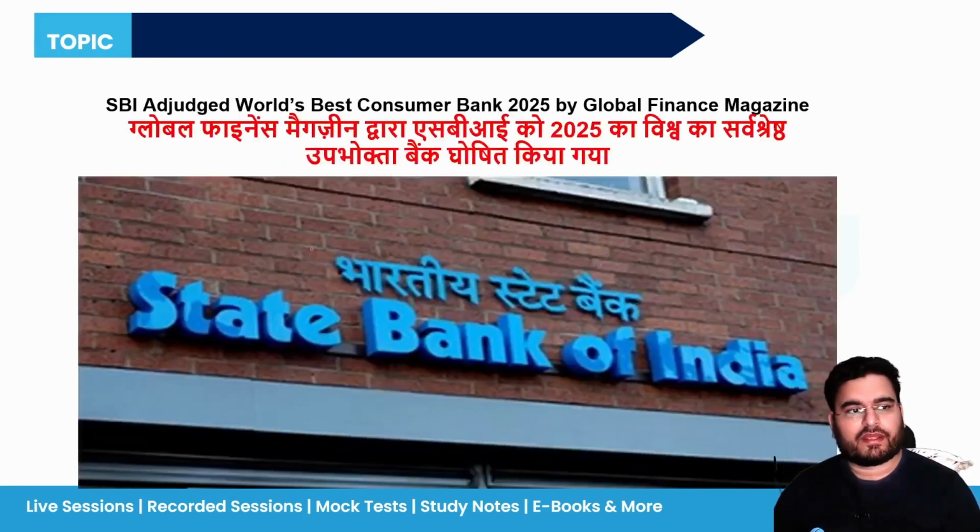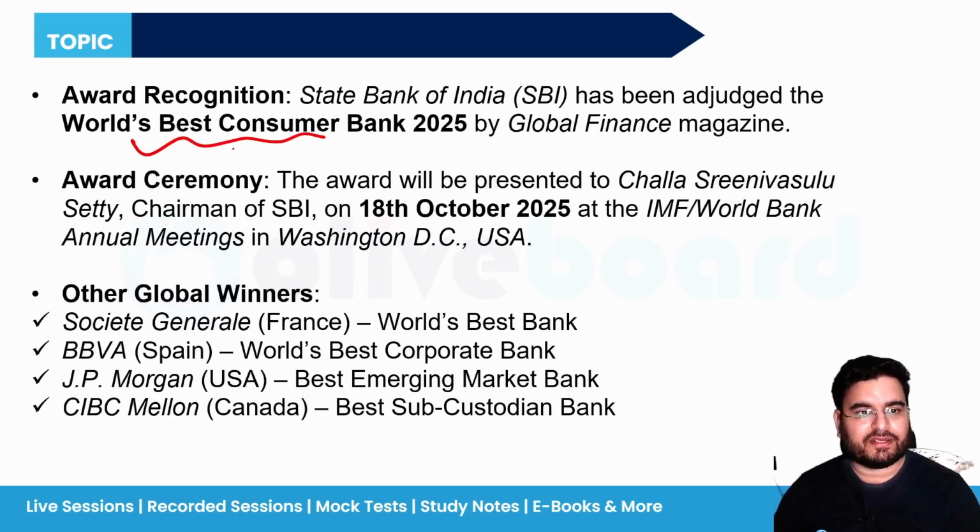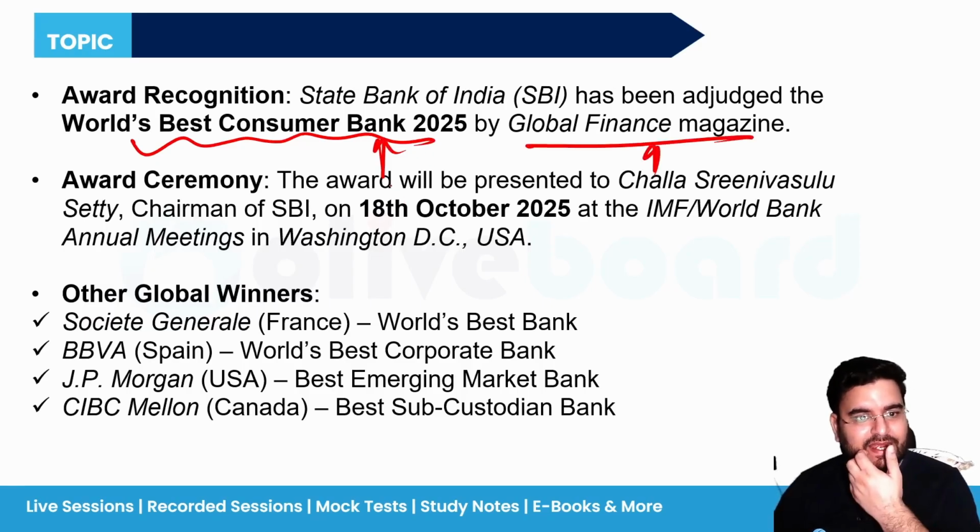Chalo. Next is SBI adjudged World Best Consumer Bank 2025 by Global Finance Magazine. So SBI is everywhere, right? Best bank in the entire world. So which bank was awarded the title of World Best Consumer Bank 2025 by Global Finance Magazine? So the correct answer is State Bank of India. World Best Consumer Bank 2025 by Global Finance Magazine. Okay. And the award will be presented to Mr. C.S. Shetty. He is the chairperson of SBI.